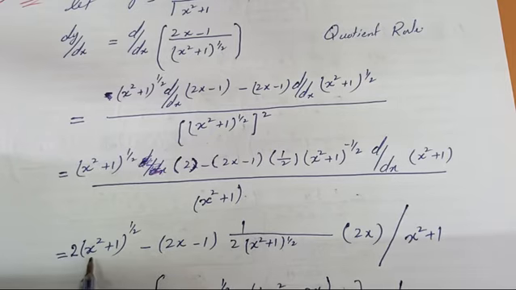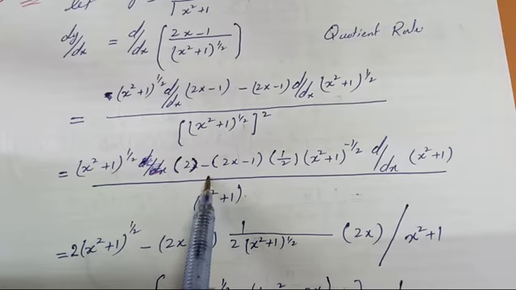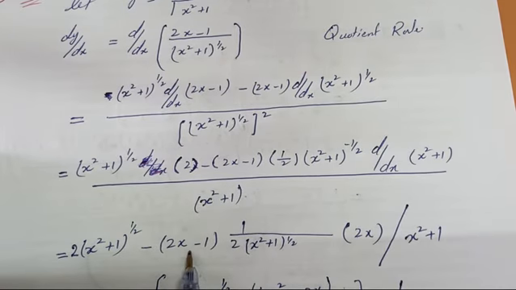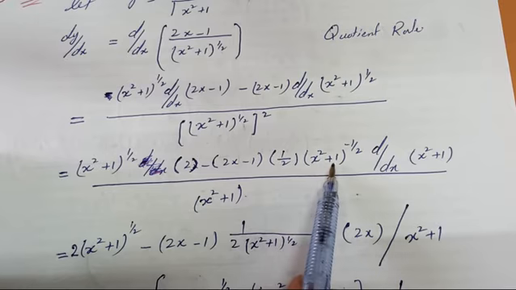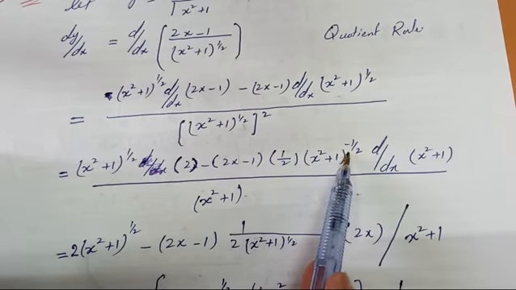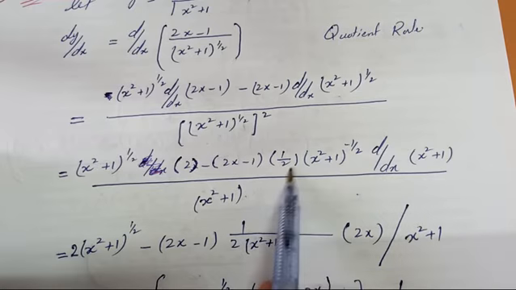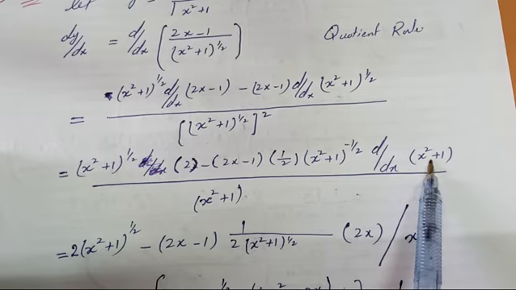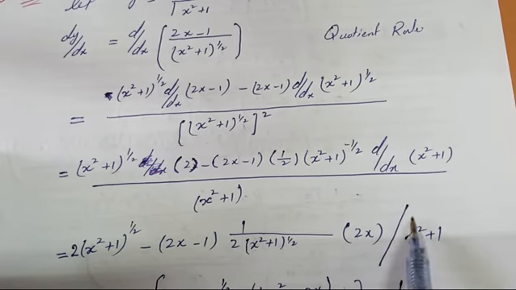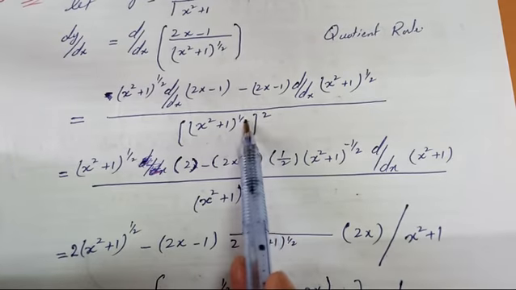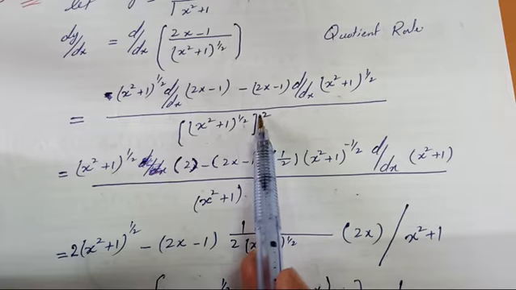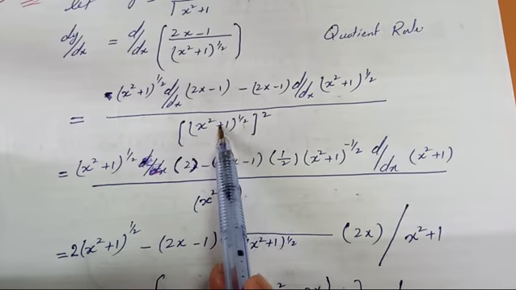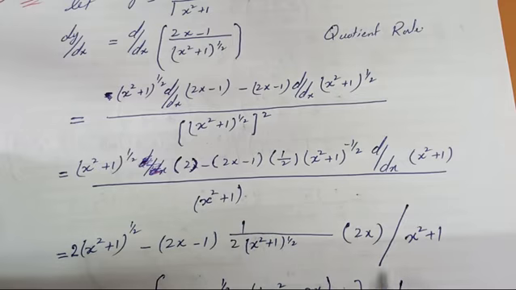Now listen to me attentively. This 2 is written here, (x square plus 1) whole power 1 by 2, minus (2x minus 1) written here, 1 by 2 (x square plus 1), its power is minus 1 by 2. So when we write it in the denominator, the power becomes positive. So 1 by 2 (x square plus 1) power is 1 by 2, and the derivative of this term is 2x. And the whole of these terms are divided by x square plus 1, as 1 by 2 into 2. This numerator 2 cancels out with this denominator 2, and the only term left behind is x square plus 1.